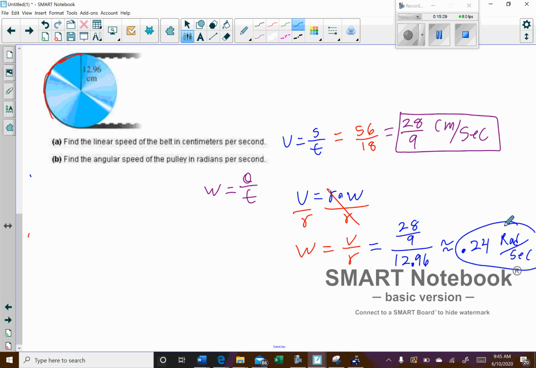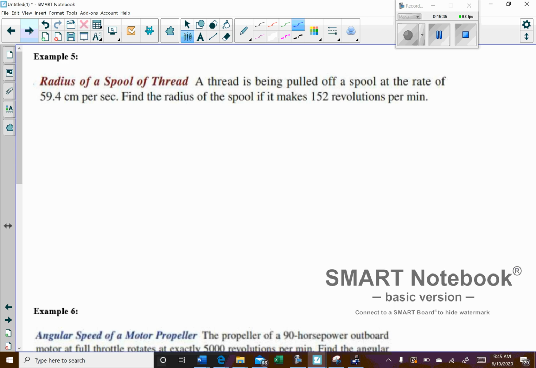All right, I think I have just a few more examples of this. Okay, so right here it says the radius of a spool of thread. The thread is being pulled off the spool at a rate of 59.4 centimeters per second. Find the radius of the spool if it makes 152 revolutions per minute.